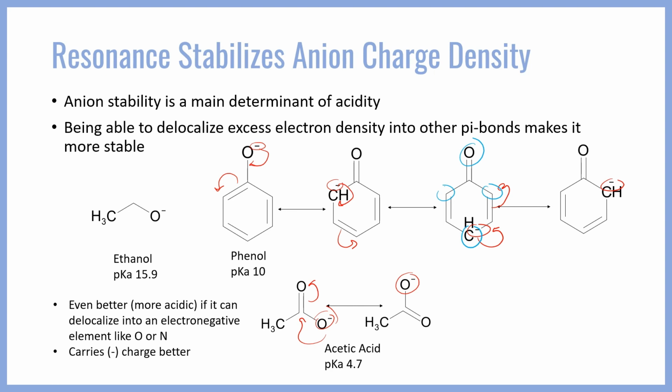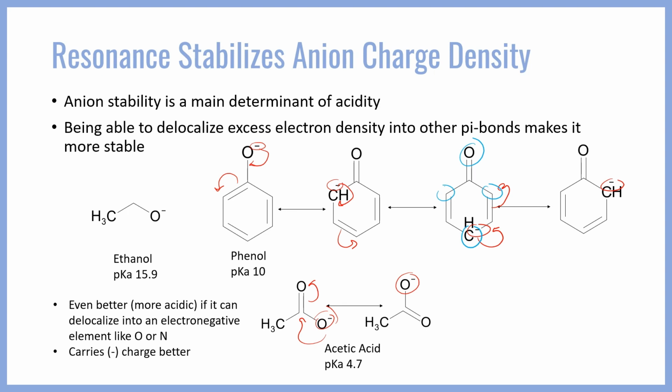And so because you can distribute the negative charge between these 2 very electronegative oxygens, the anion is very stable. And so the original molecule is quite acidic. Acetic acid is a very strong organic acid, having a pKa of 4.7, which is 1,000,000 times more acidic than phenol, which is in turn 1,000,000 times more acidic than ethanol. So you can see how the resonance delocalization makes a huge deal here.